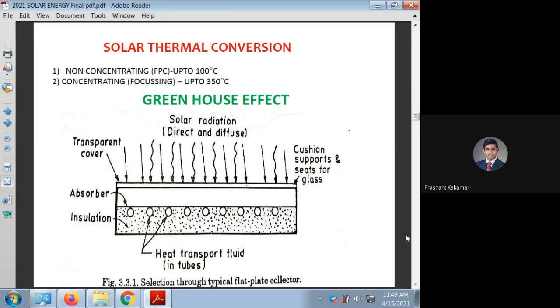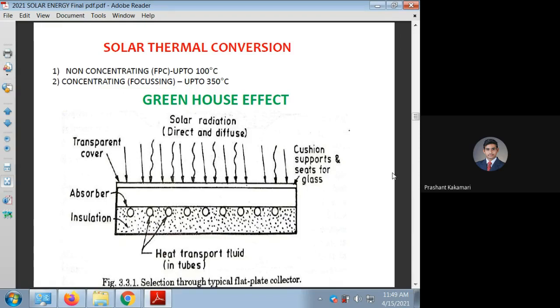Okay, now coming to the next part. Before analyzing the flat-plate collector, first we have to observe the parts of the flat-plate collector. With these parts, one can understand how the transmissivity or absorptivity of the different mediums can be analyzed, and also the heat transfer analysis can be done using this flat-plate collector, and how it is working on the greenhouse effect.